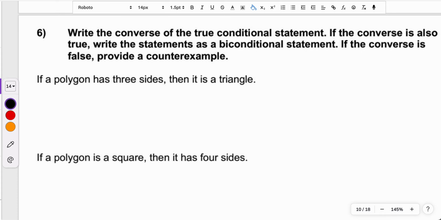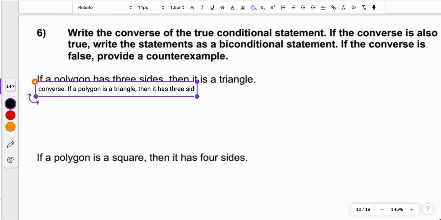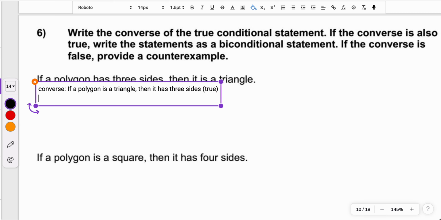Onward to number 6. Write the converse of the true conditional statement. If the converse is also true, write the statements as a biconditional statement. If the converse is false, provide a counterexample. So, if a polygon has 3 sides, then it's a triangle. The converse of that would be if a polygon is a triangle, then it has 3 sides. That is true. So, to write the biconditional, we would say a polygon has 3 sides if and only if it is a triangle.